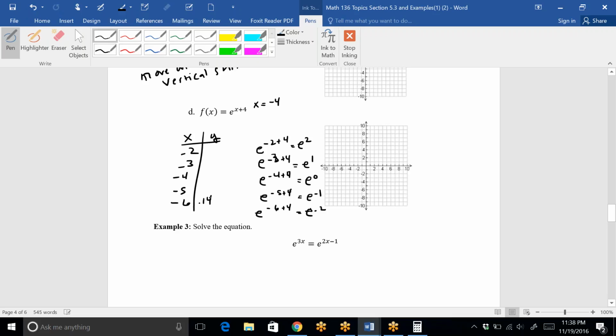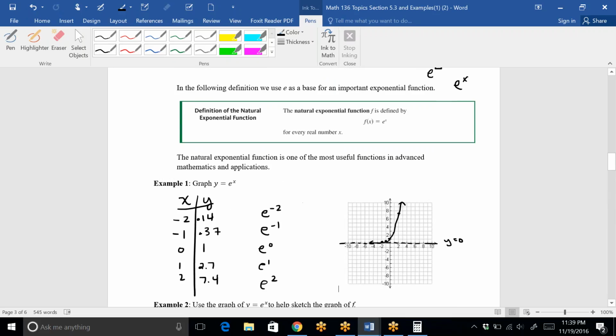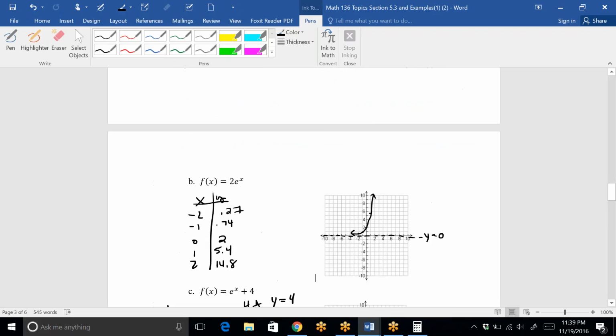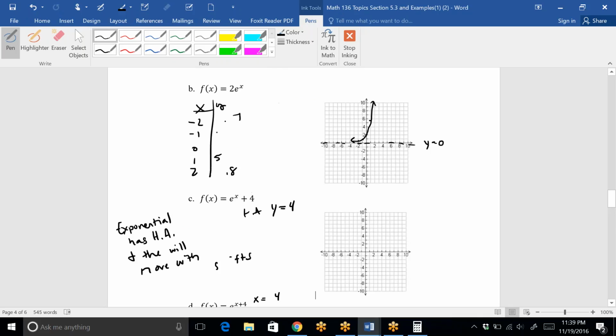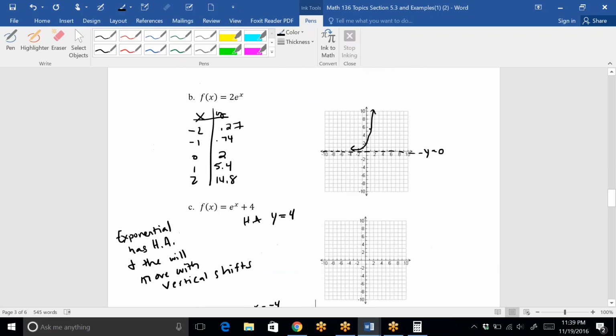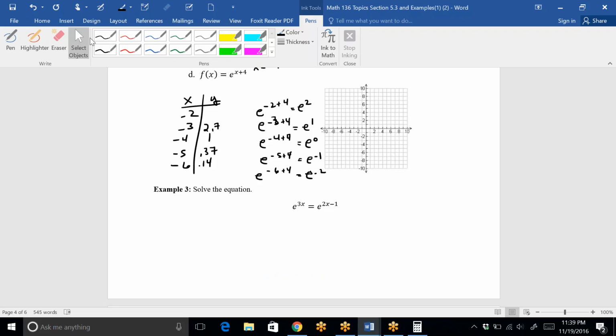So we're just making it kind of match the y values we want, but it's changing the x's for us. And then 0.37 was the next one, just without going back to my calculator. Anything to the 0 power is 1, e to the first is 2.7, and then e to the second was the 7.4. So you'll notice this graph is getting shifted, but the horizontal asymptote actually stays the same.